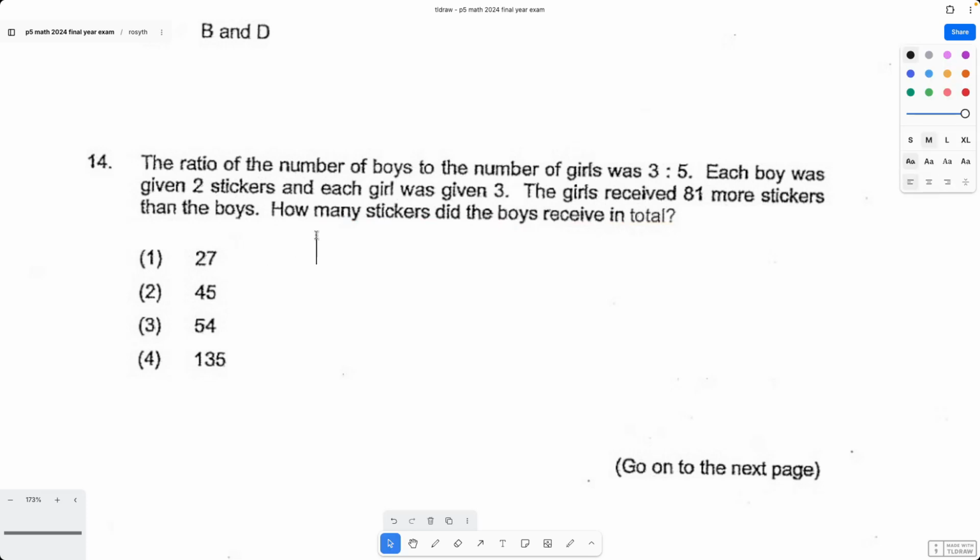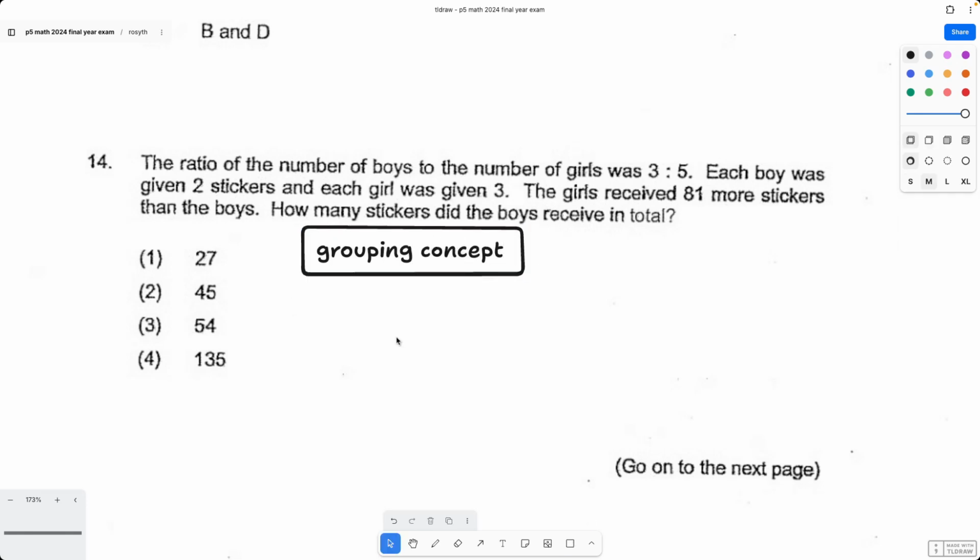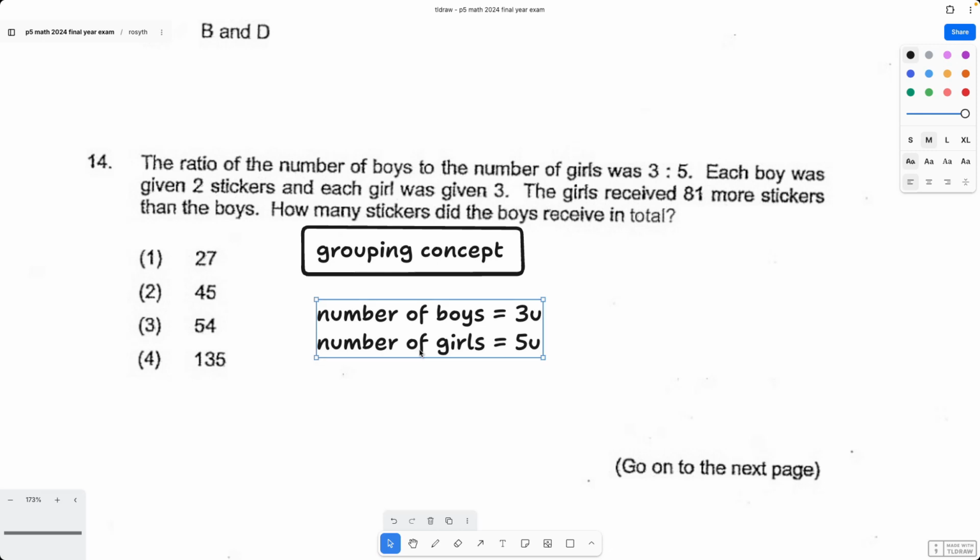So basically, what we can do is like a grouping concept, right? In this case, we have number of boys equal to 3 units, and then number of girls is equal to 5 units, right? Girls 5 units. So in this case over here, we can multiply.